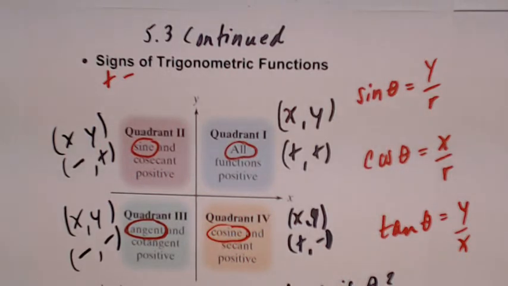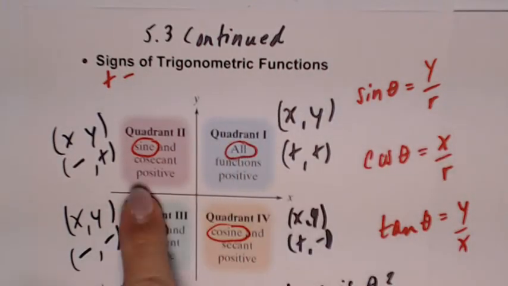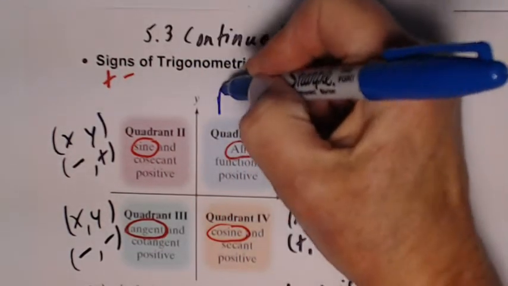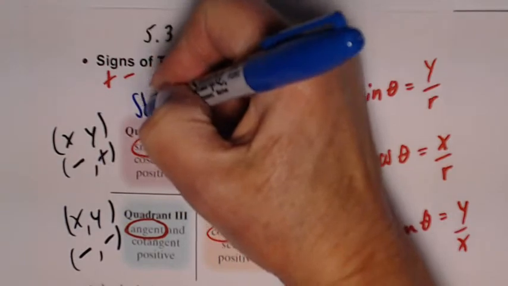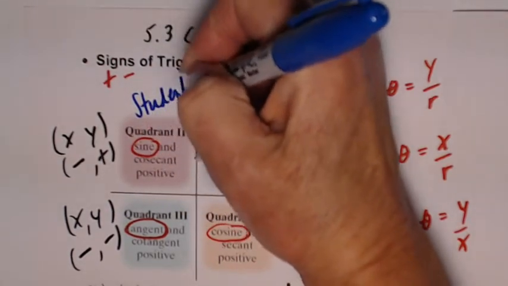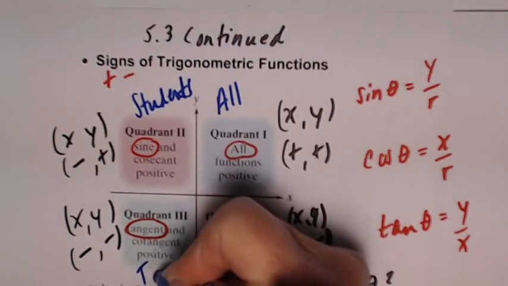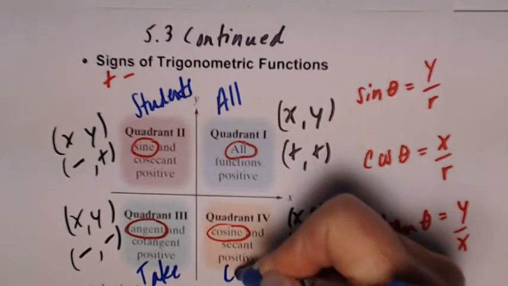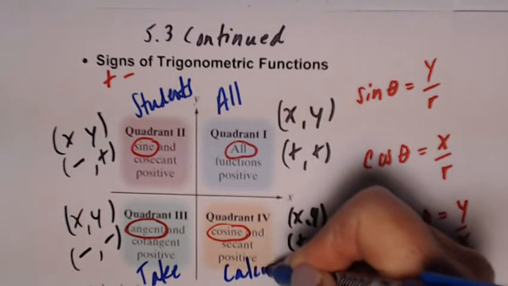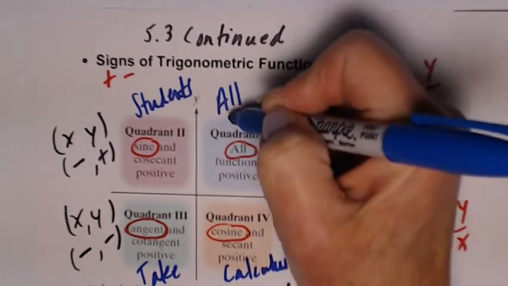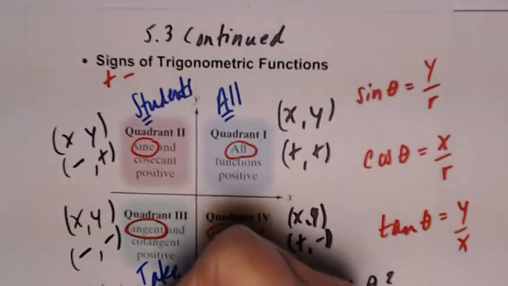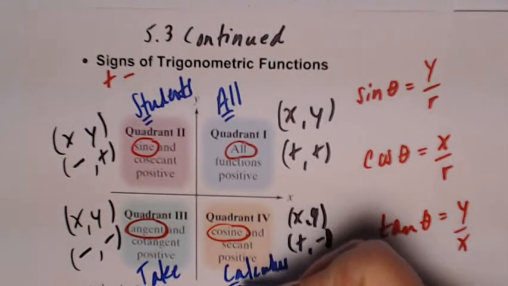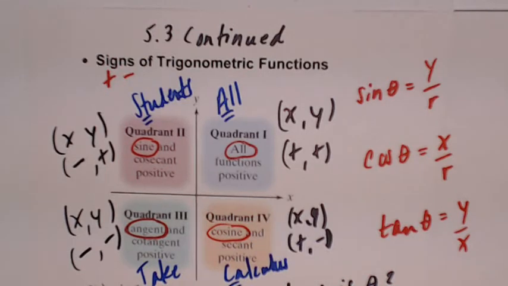And one way that somebody came up with, not me, but I'll take credit for it, to remember this is: All students take calculus. So in Q1 we have all, Q2 students, Q3 take, and Q4 calculus. So all students take calculus.